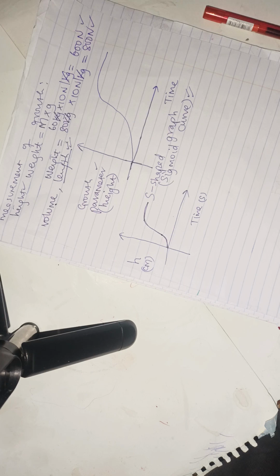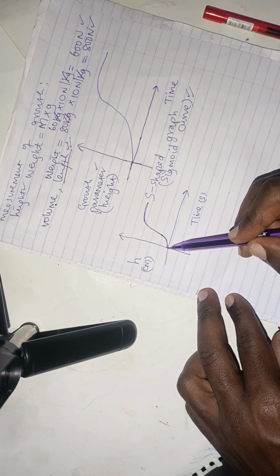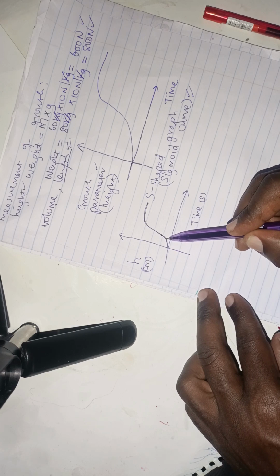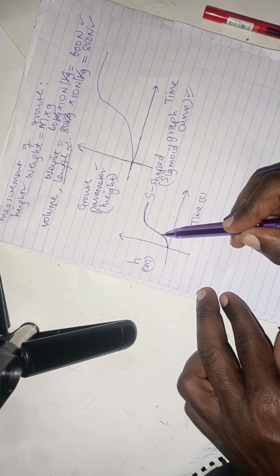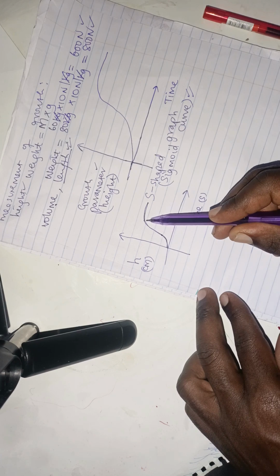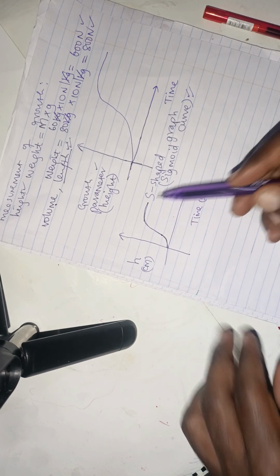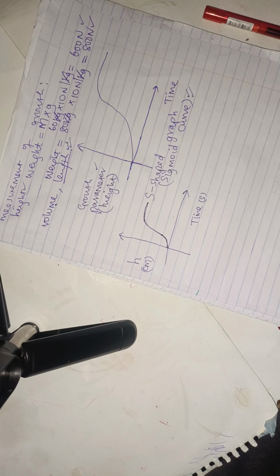So there's a clear picture that someone can get from this graph. I repeat, growth is first slow at the beginning, then it quickly increases, and then finally slows down when the curve levels off, or when the organism reaches an adult size.